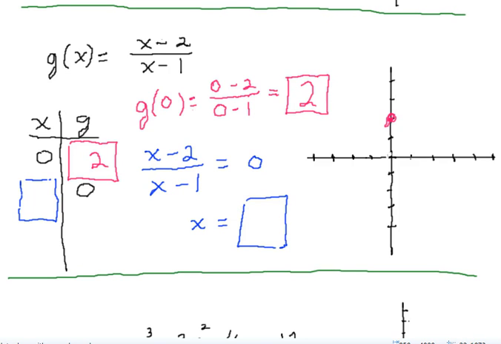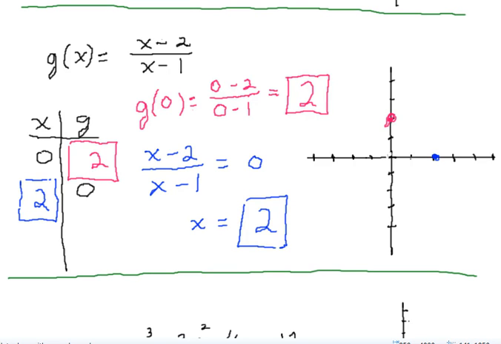Now let's find the zeros of g, the values of x that make g of x equal to 0. Okay, a fraction is 0 only when its numerator is 0. This numerator is 0 when x equals 2. So that is the zero of this function.